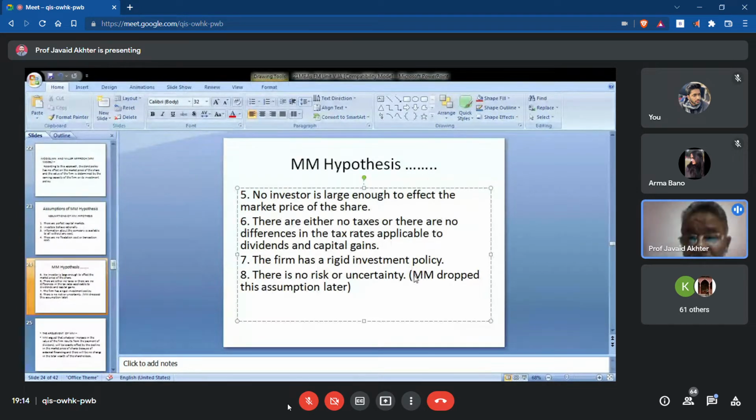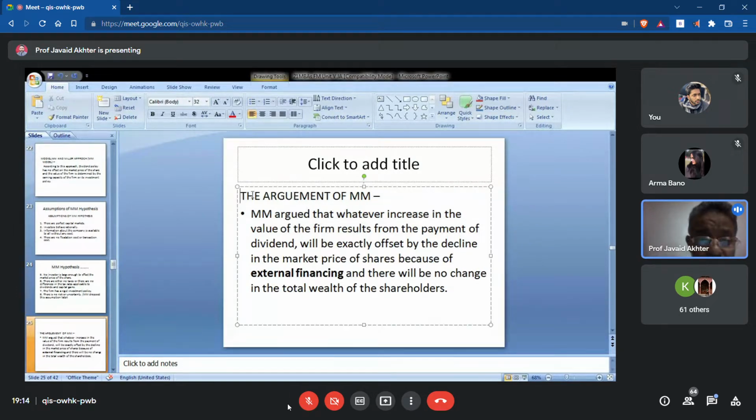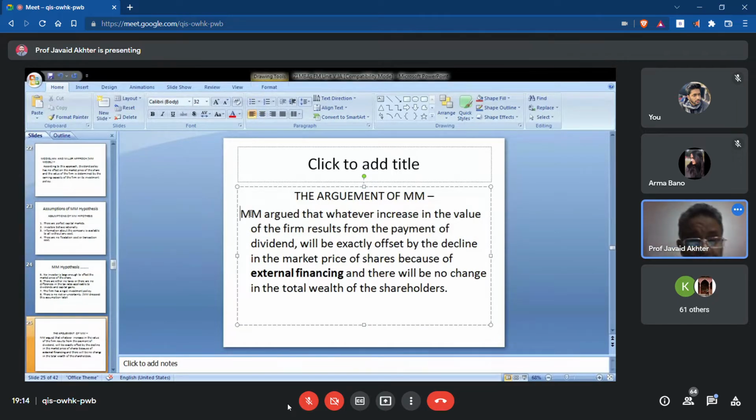So having understood these assumptions, this is what I have written finally in this slide: their argument is that whatever is the increase in the value of a firm because of the payment of dividend will be exactly offset by the decline in the market price of share because of external financing, and there will be no change in the wealth of shareholders.